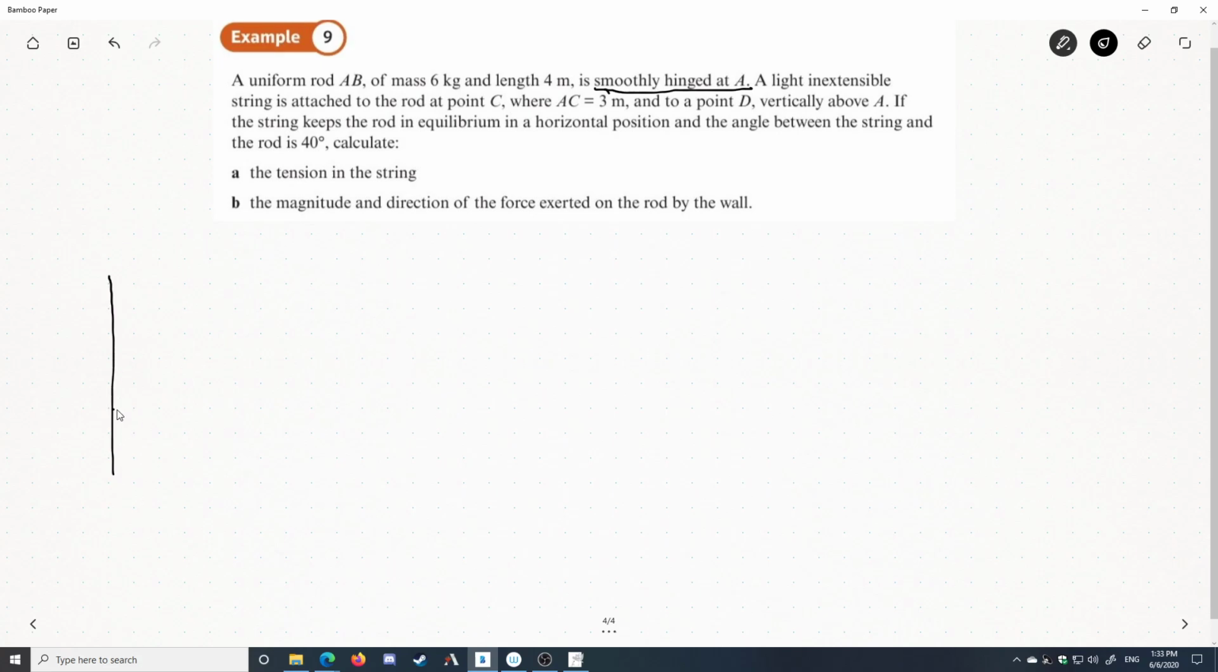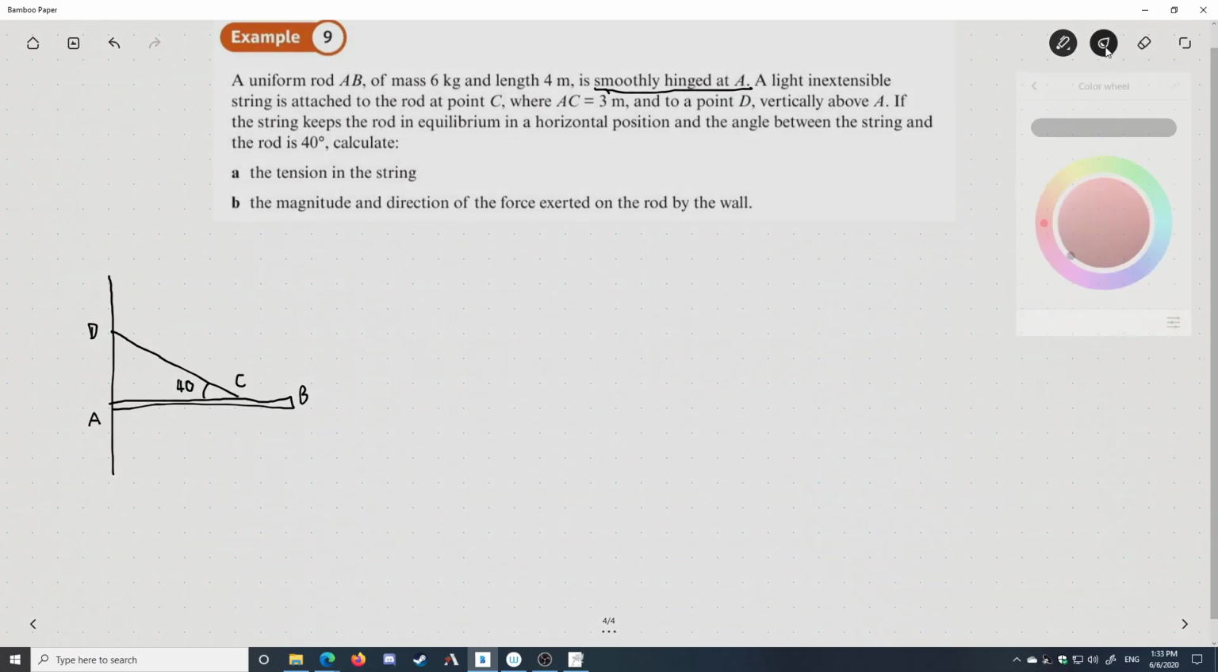So what we've got then, we've got a uniform rod, AB, smoothly hinged at A, and it's held in equilibrium in a horizontal position by this string attached at C and D. This angle's 40 degrees. So that's our diagram of what's happening.